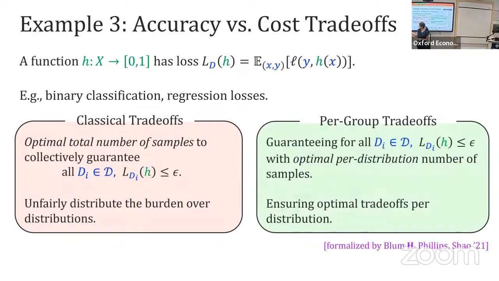What you might want to ask is, if I wanted guarantees to hold for every group of people, with their different distributions, would I still fairly distribute the amount of information I need, or the details of information I need, across the groups, or is it perhaps unfairly distributed?